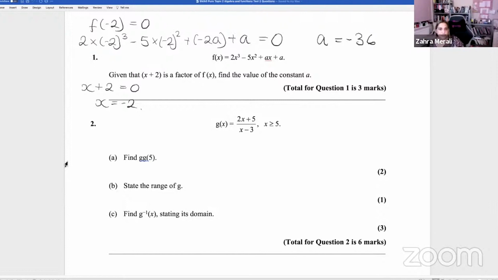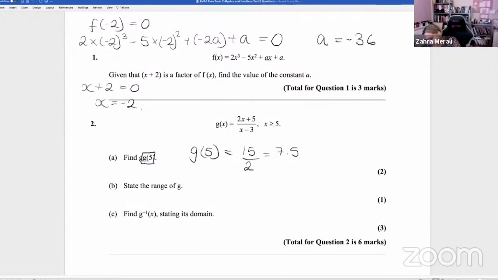Now we've got a functions question. We've got g of 5. First step, we start with the inside and do g of 5, so we substitute 5 in. We get 2 times 5 equals 10, plus 5 is 15 on the top, and then 5 minus 3 on the bottom, which is 2. So we've got 15 over 2, or 7.5.